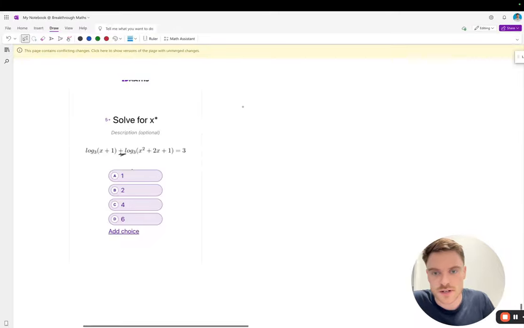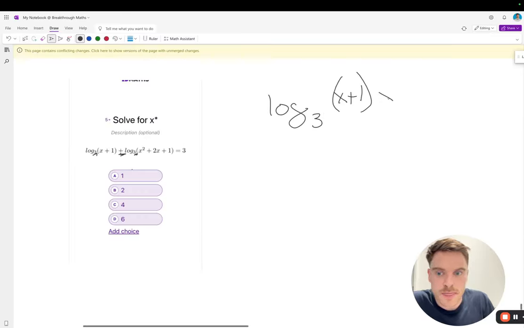So let's try this one here. We're adding logs so we can multiply them. So it ends up being, because they're the same base as well, see the 3, that's why, log base 3 of x plus 1 by x squared plus 2x plus 1.